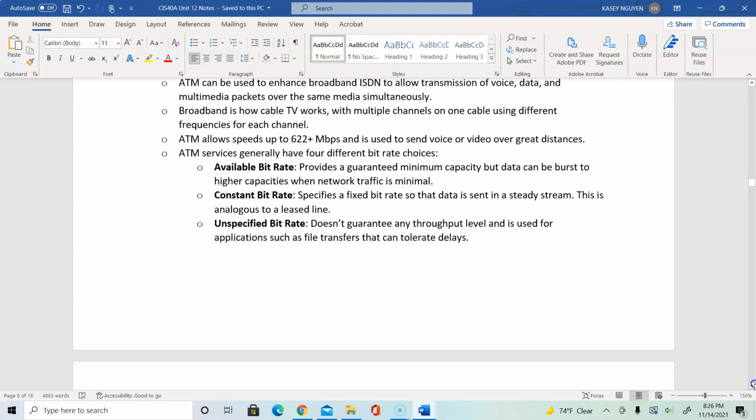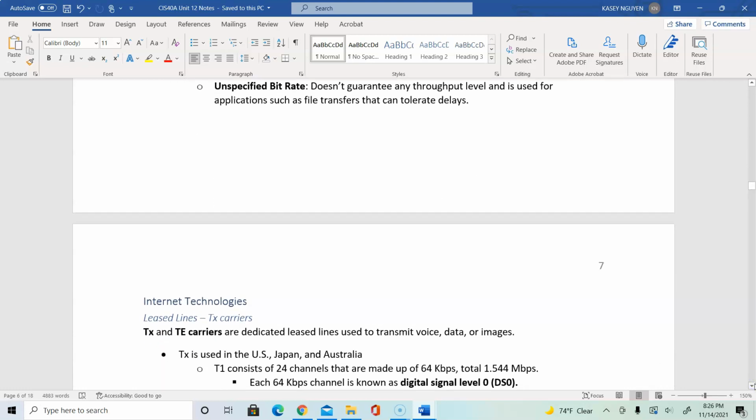So there are 3 types of bit rate, and depending on the subscription with the ATM network from the service provider, you can select the type of bit rate that will be accommodating for your company back then.